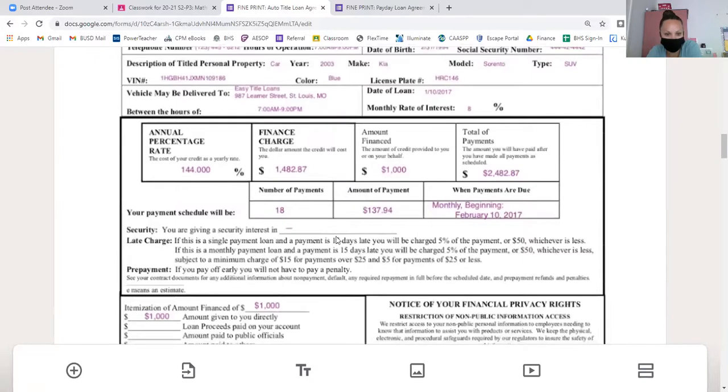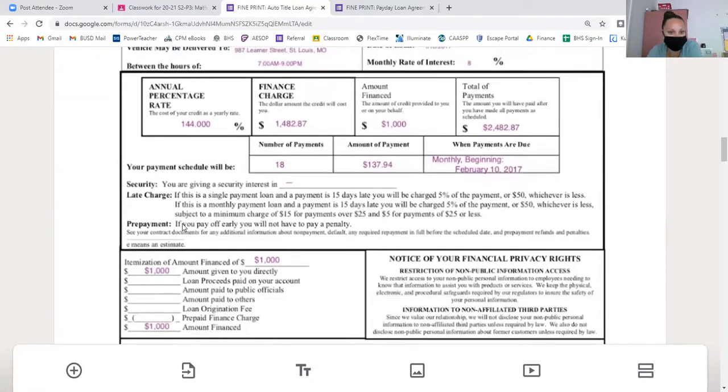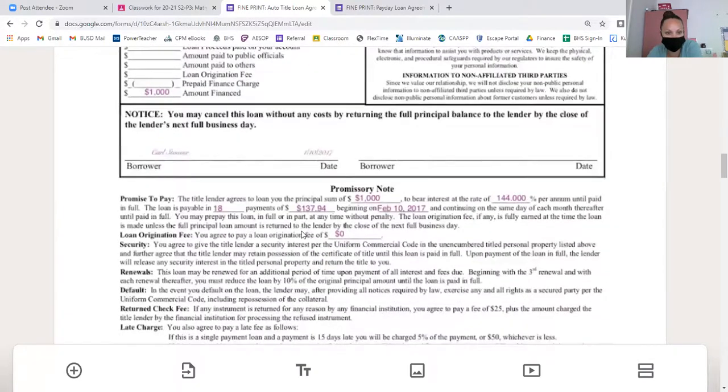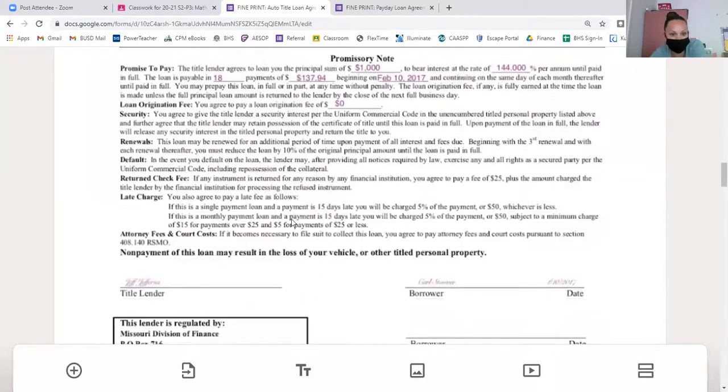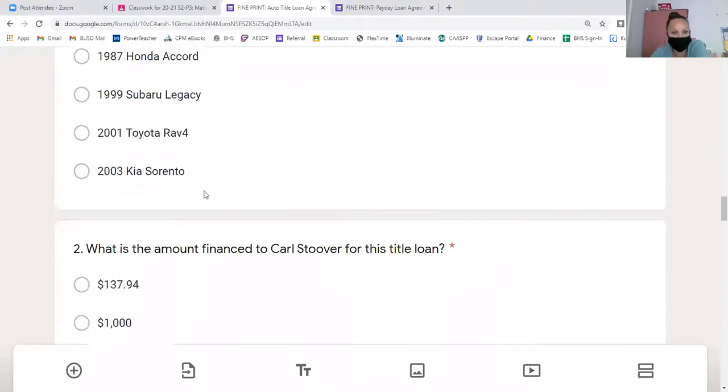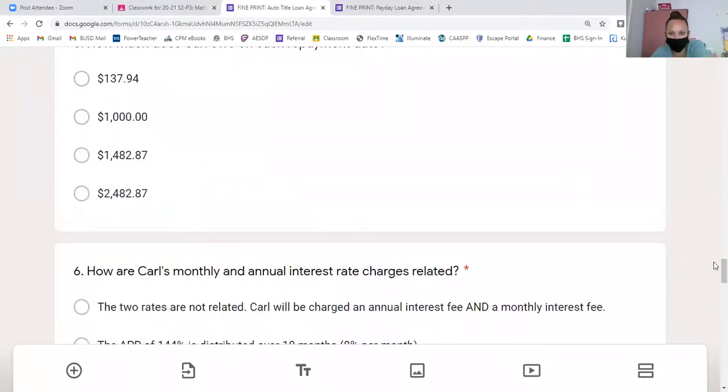Late charge tells you how much it is. If you look, prepayment, if you pay off early, you will not have a penalty. So that's good to know. He could just pay him off when he gets the money. Kind of breaks it down for you. Again, promise to pay 18 payments of this much beginning on this date. Loan origination fee, there's no fee here. We just saw with closing costs, sometimes there's a loan origination fee. And then it goes through and kind of breaks down all of the other parts. And then same idea, 10 multiple choice questions.